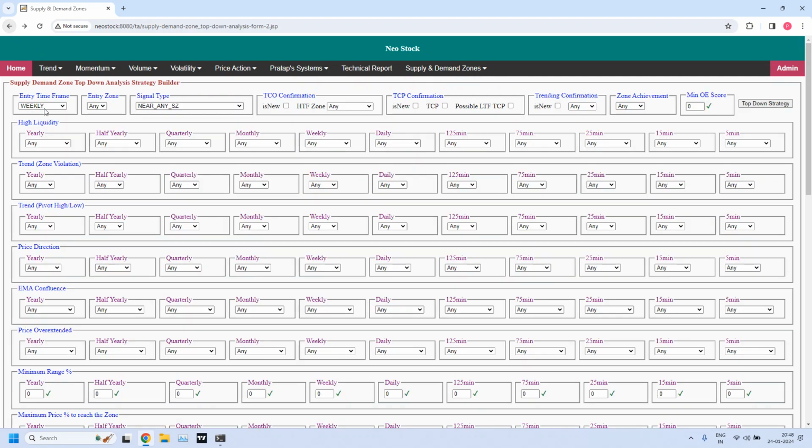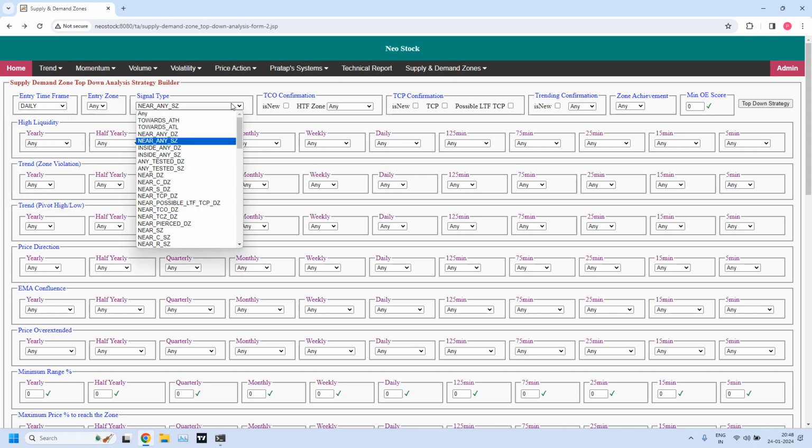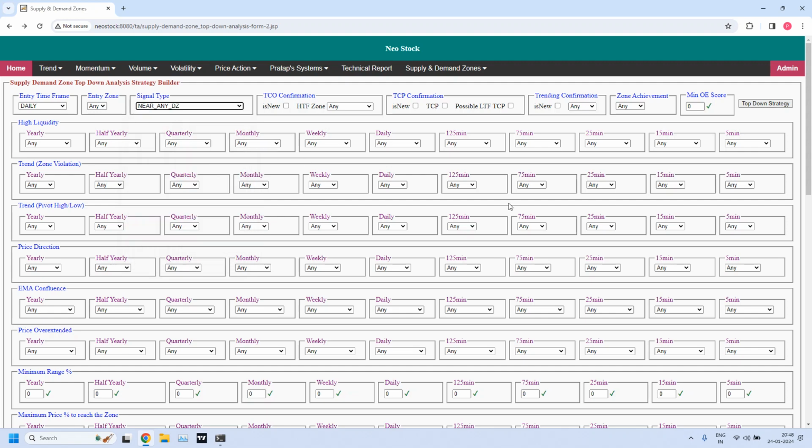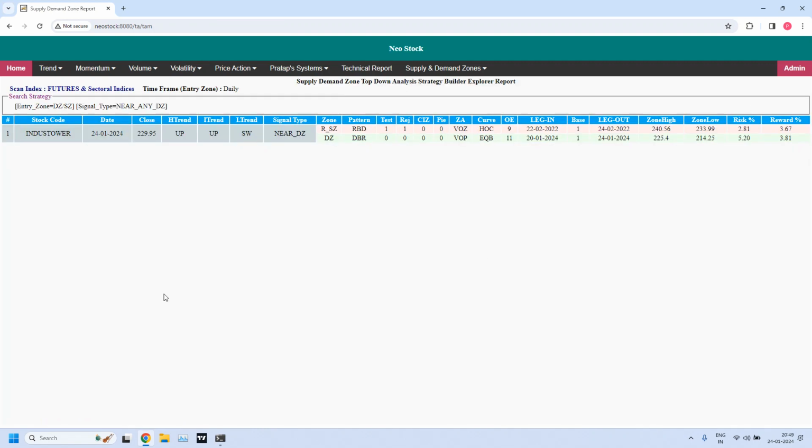So let me go back. Let me change the time frame to daily. So entry time frame is daily. Let us find the stocks near daily demand zone. So only one stock is near daily demand zone, but this is not a high liquidity demand zone.